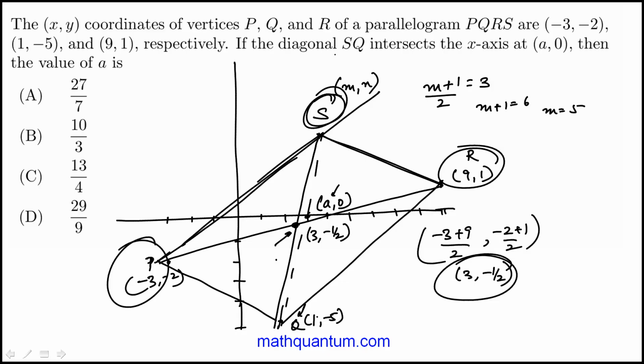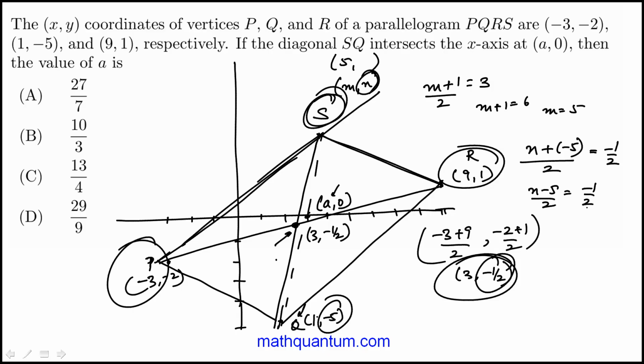M is 5. And the same way I can figure out N, which is (N plus -5)/2. Again, taking the average of these y coordinates must match the y coordinate of the midpoint that I found from the other diagonal. So that's (N minus 5)/2 is -1/2, which means N minus 5 is -1, N is 4. So now I have the coordinates of point S.